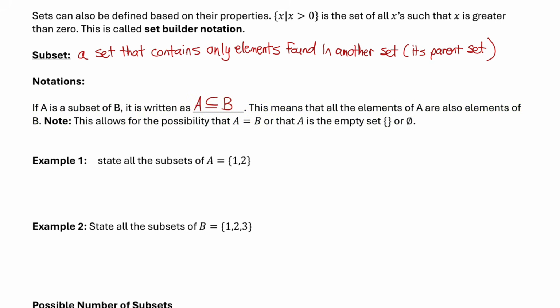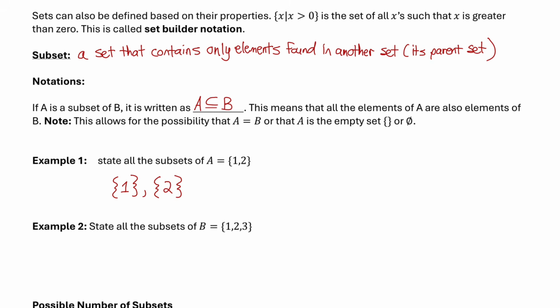So to help you understand this idea about subsets, let's do example 1, where it says state all the subsets of A, where A is the set of numbers 1 and 2. Well, for it to be a subset of A, it can only contain elements that are within A. So it could be this set here that involves just the number 1. It could be the set that involves just the number 2.